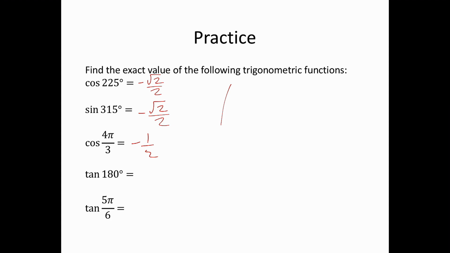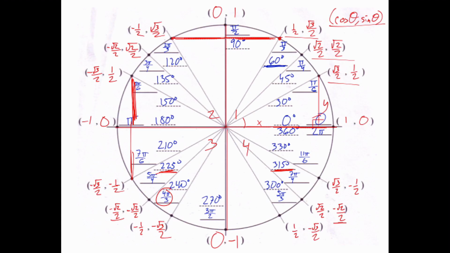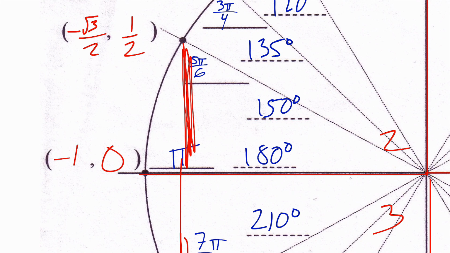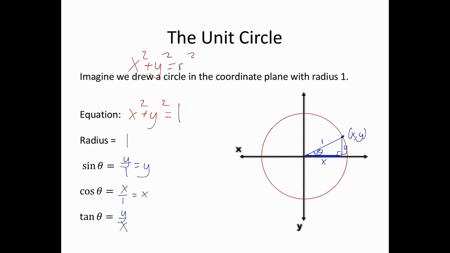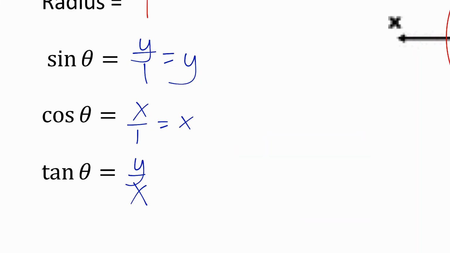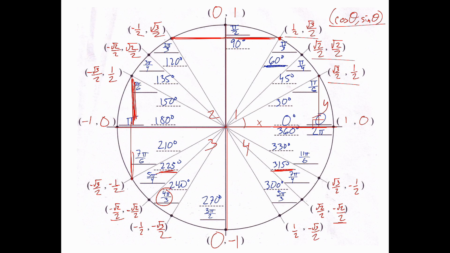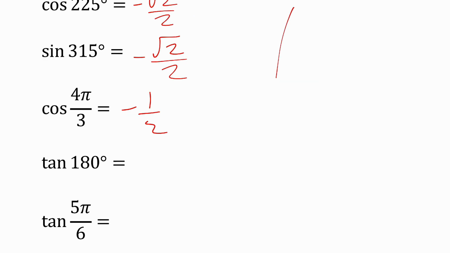Tangent of 180 degrees. So we go to 180 degrees, we stare really hard at it, and then we realize that we never talked about tangent. Yes, we did. We talked about that earlier. Let's go back. Tangent on the unit circle is the y-coordinate divided by the x-coordinate. So we're going to take the y-coordinate, 0, divided by the x-coordinate. So we got 0 divided by negative 1. We end up with 0. Yay. Well, that's not super exciting.